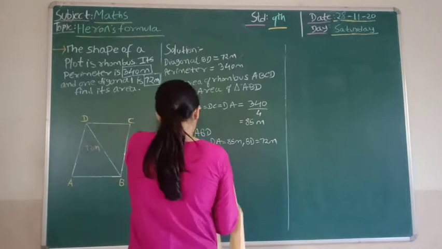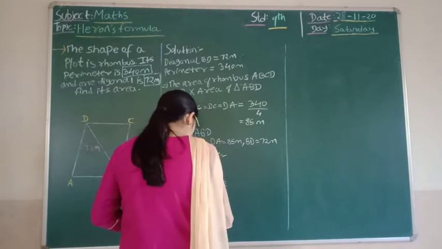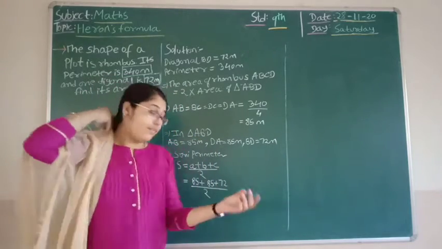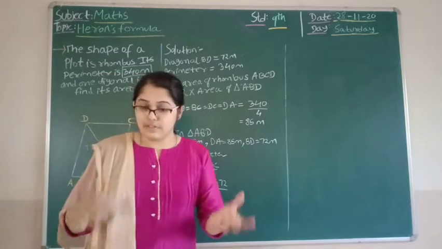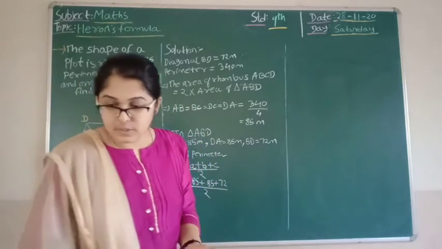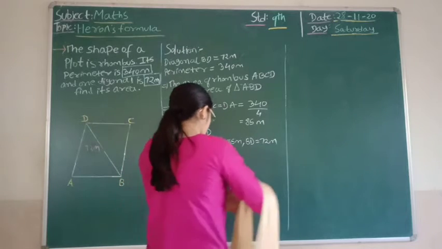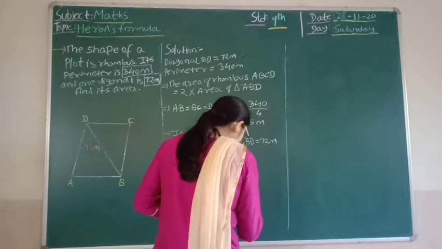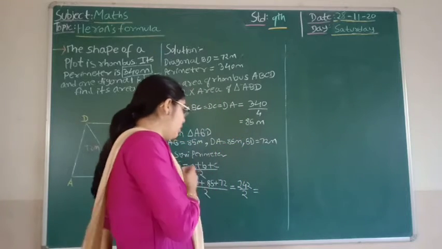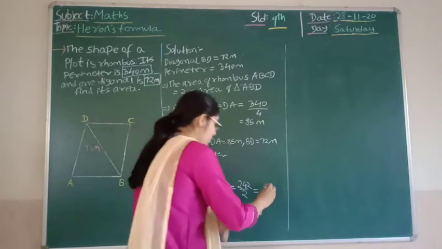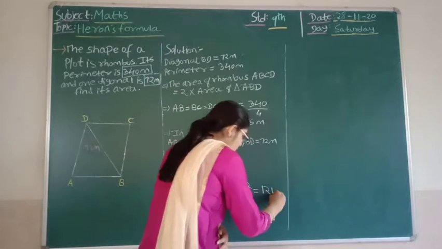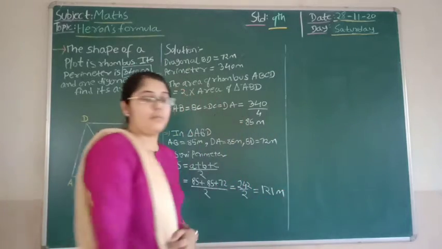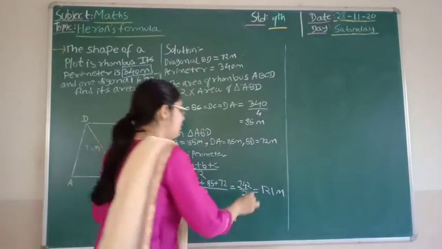And dividing 4 of this by 2. So now if I add 85 plus 72, the answer will be 242 divided by 2. And if I try to divide 242 by 2, the answer will be 121. So the answer is 121 meter.